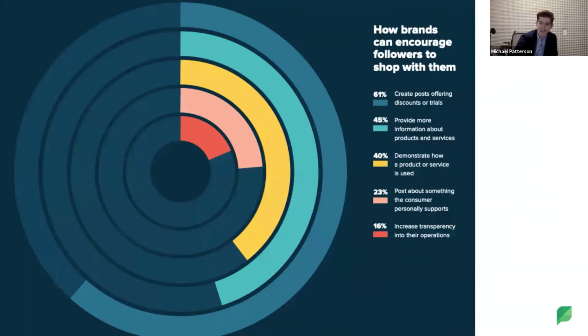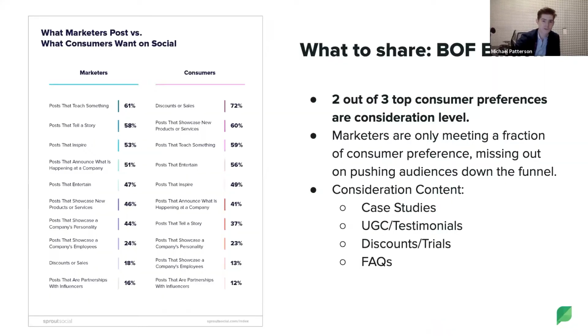And this is where we get into a lot of, I guess, the politics of Twitter and whether or not you want to take a stand on these certain things. So that's a way deeper discussion. But moving on past that, 16% actually increase transparency into their operations and show the people behind the keyboards. So what is some of that content, right? Create posts offering discounts or trials, but what does that look like? So what to share? The bottom of the funnel edition.